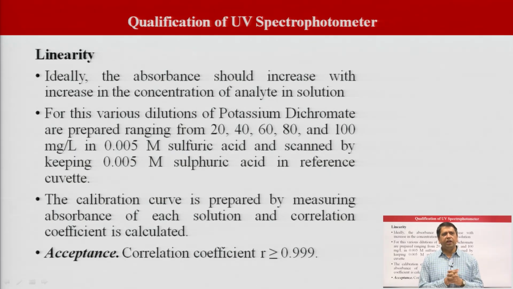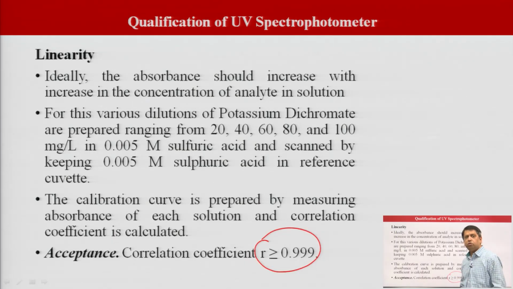So, for this, various dilutions of potassium dichromate are prepared in the range of 20, 40, 60, 80 and 100 mg per liter in 0.05 molar sulfuric acid, and scanned by keeping 0.05 molar sulfuric acid in the reference cuvette. The calibration curve is prepared by measuring the absorbance of each solution and the correlation coefficient is calculated. The acceptance criteria in this case is that the correlation coefficient, the R value, should be equal to or greater than 0.999.